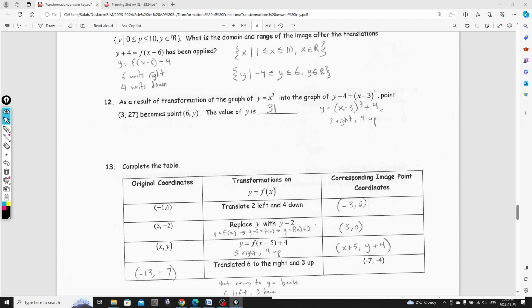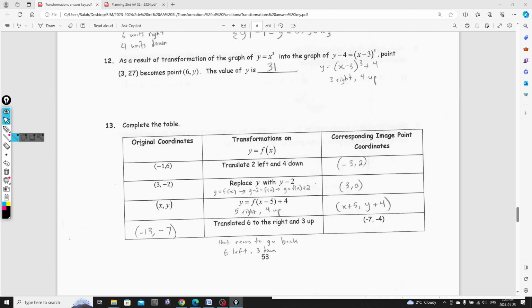Now when I look at this, it means a horizontal shift of 3 units to the right and a vertical shift of 4 units up. Well, this is my point. If I shift it 3 units to the right, I do get 6. So that's good, it's already done for us. And if I grab 27 and shift it 4 units up, well, now I'm at 27 plus 4, which is 31. Okay, so that was question number 12.